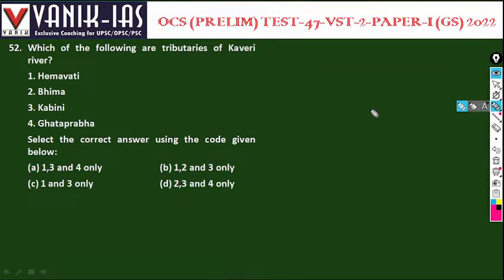Which of the following are the tributaries of Kaveri River? Hemavati, Bhima, Kabini, and Ghataprabha. Hemavati is right, and Kabini is also a tributary of Kaveri River. But Ghataprabha is a tributary of Krishna River.